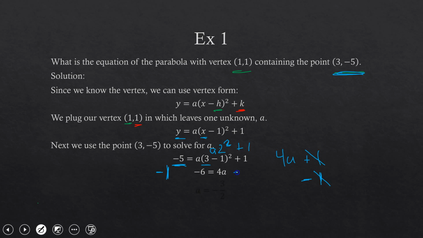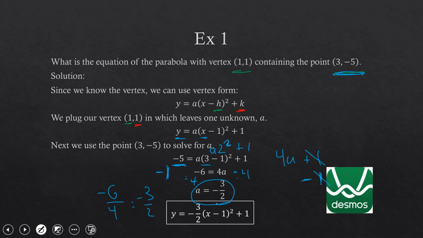And then lastly, we'll just divide by 4, and that's going to give us a equals negative 6 over 4, which is just equal to negative 3 over 2 after you reduce that fraction. So there's our a value. So we know a, we know h, and we know k, which are the 3 unknowns for our vertex form. And so that's going to be our equation. Just plug those 3 things in.